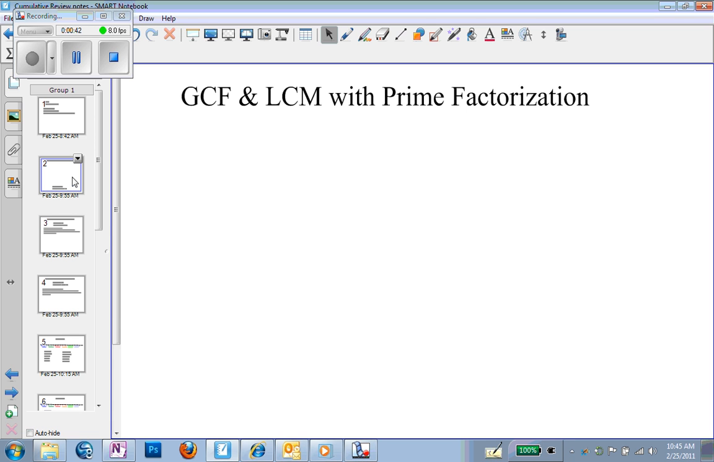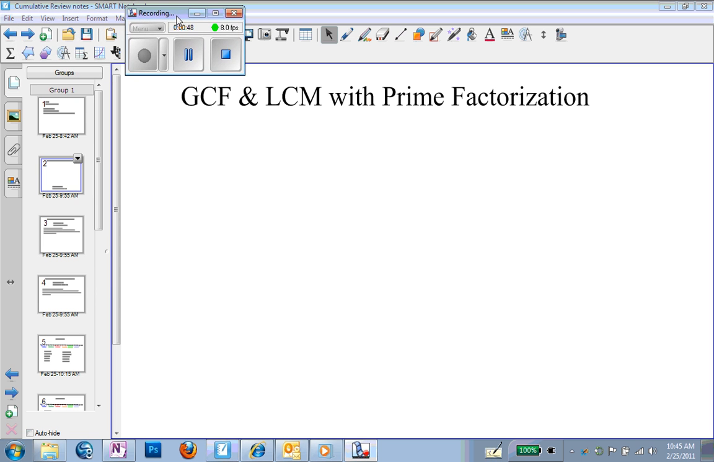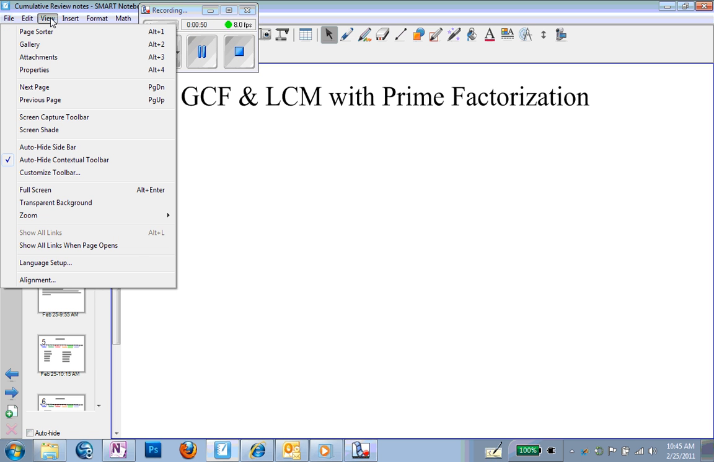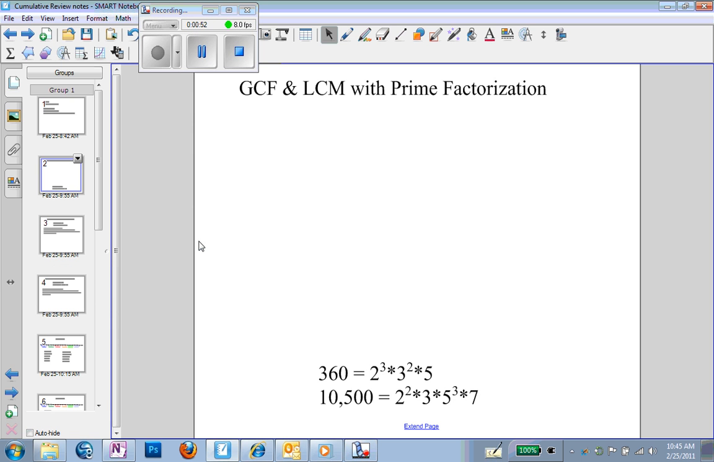So the first thing I want to review today is greatest common factor and least common multiple with prime factorization. We're going to start with the numbers 360 and 10,500. For 360 and 10,500, if I want to find the GCF and LCM of each, the first thing I want to do is the prime factorization so that I can look at them in terms of prime numbers.